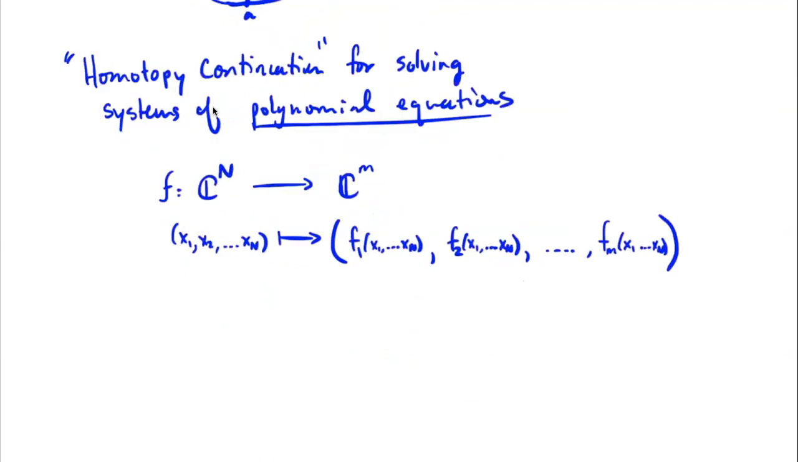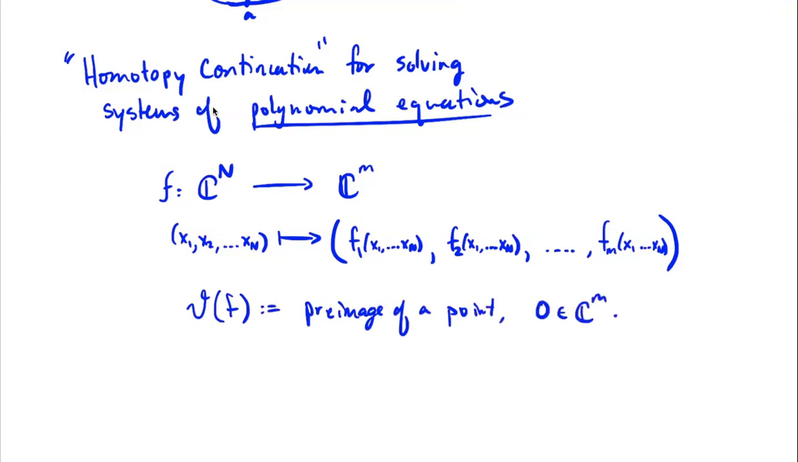Okay, and so the solution set is just the preimage of a point over here. And so the solution set is somewhere inside of C to the n. And typically we set up our polynomials so that we want them to be equal to zero, every single one of them. And so then we'd say maybe the variety associated to F is just the preimage of a point, typically the point zero in C^m. Okay, and maybe it's better just to say the zero set, or maybe to call this an algebraic set, just to make it clear we're just talking about the set. It's a set of points in C to the n.